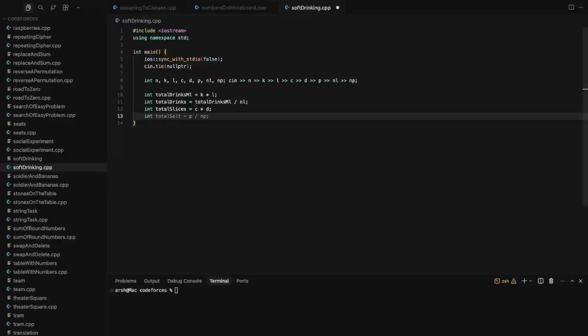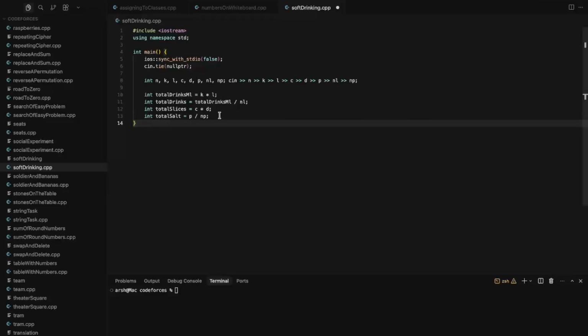Next, we'll say our integer total salt needed for each drink, or the amount of salt that we have, will be P divided by NP. P is the total salt we have and NP is the salt each drink takes. So all we have done in this part is figure out how many one drink worth of products we have. So how many drinks can we make by these slices, or how many drinks we can make with this amount of salt.